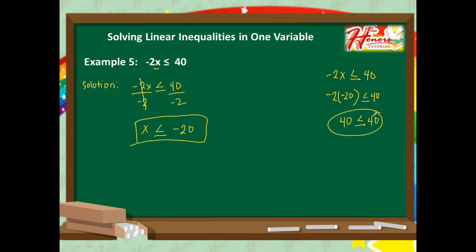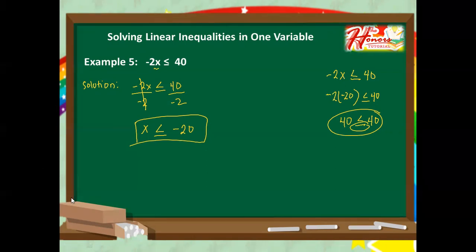This equation is true. Why? Because of this symbol below. It is telling you that it can be less than, but it can also be equal to 40. So that's why it is true. Remember, for negative numbers, less than negative 20 are negative 21, negative 22, negative 23, and so on and so forth. If you are thinking of negative 19, it's a no-no because negative 19 is greater than negative 20 because it is closer to 0 than negative 20.